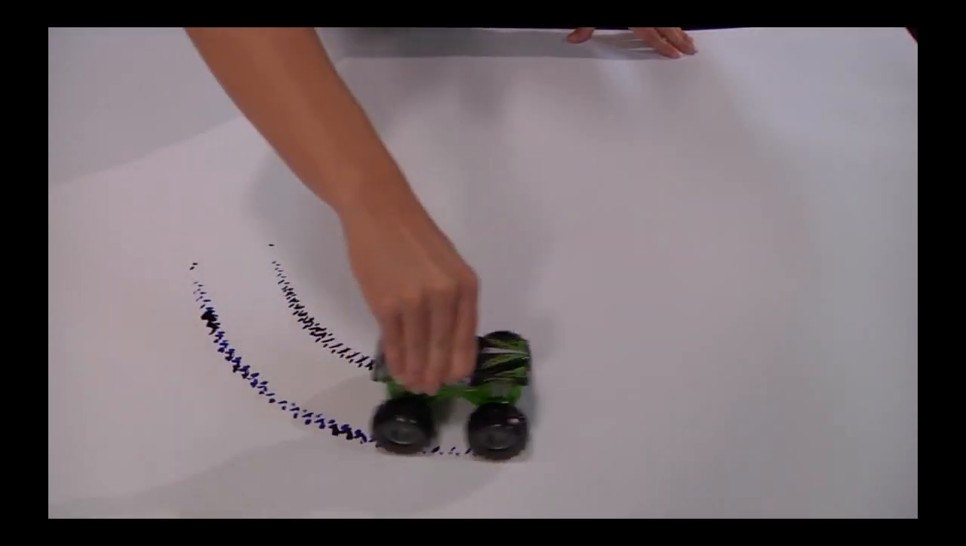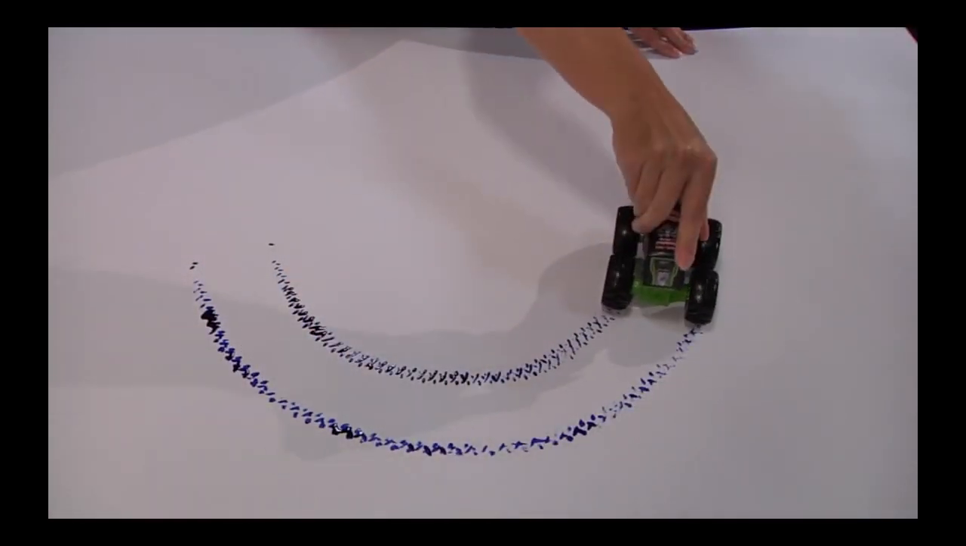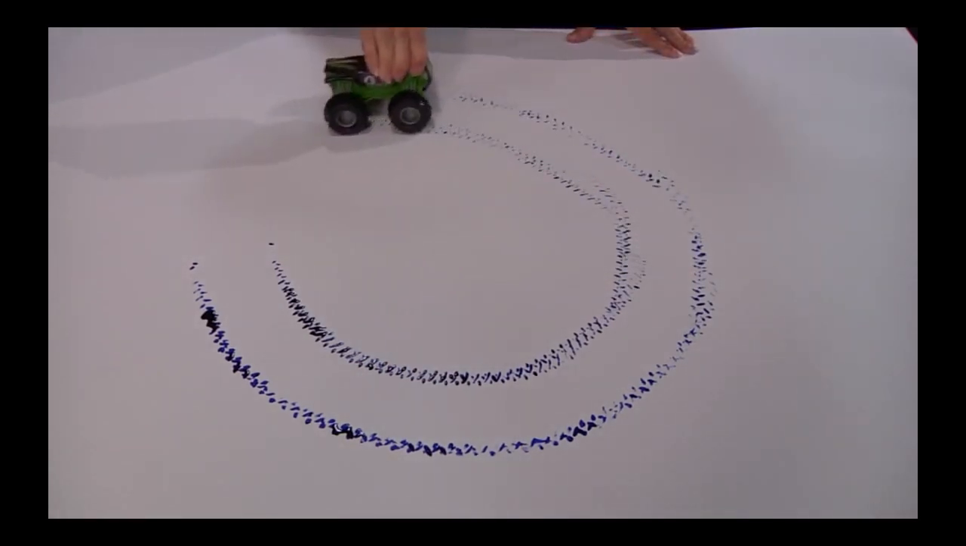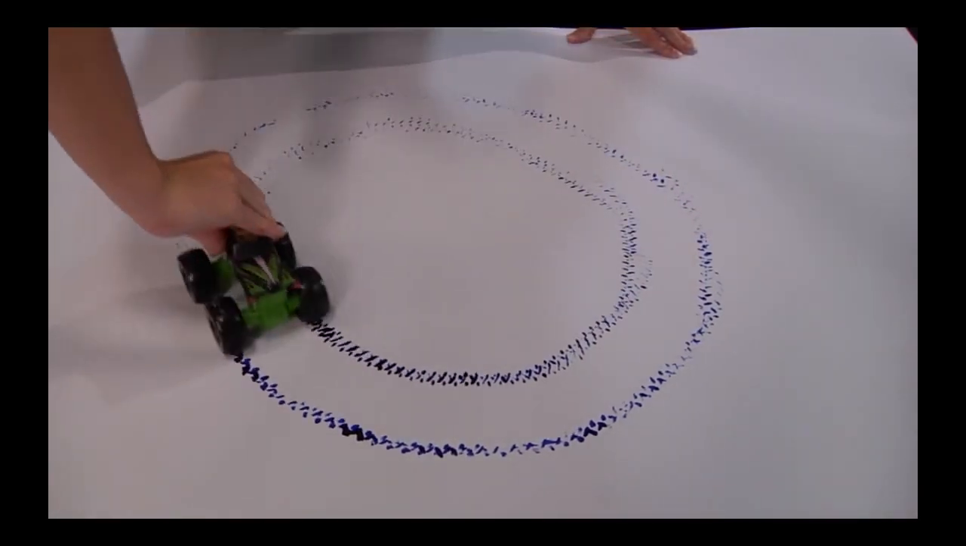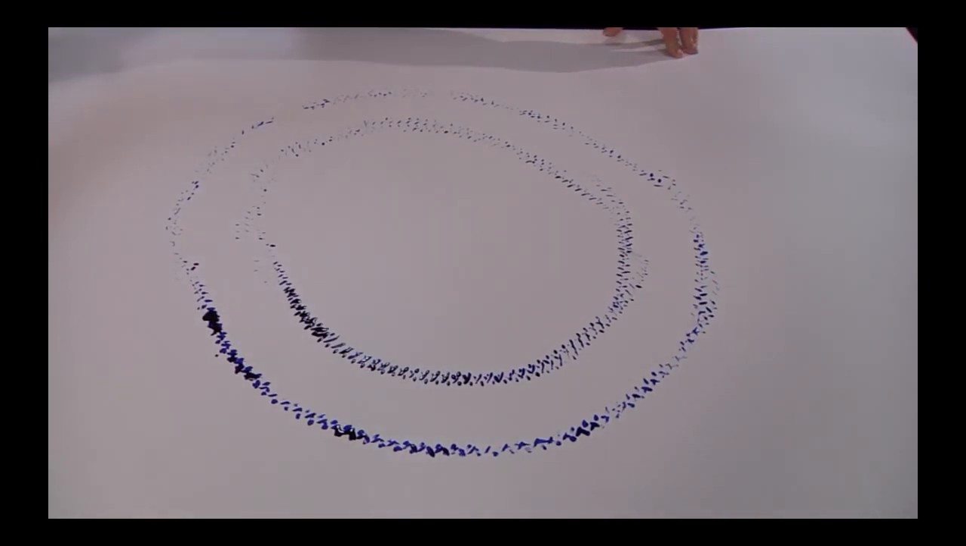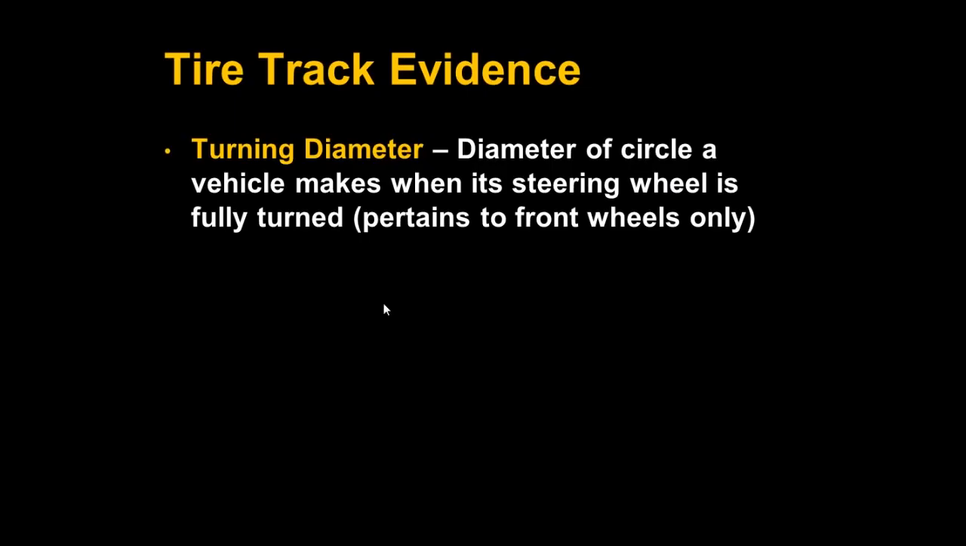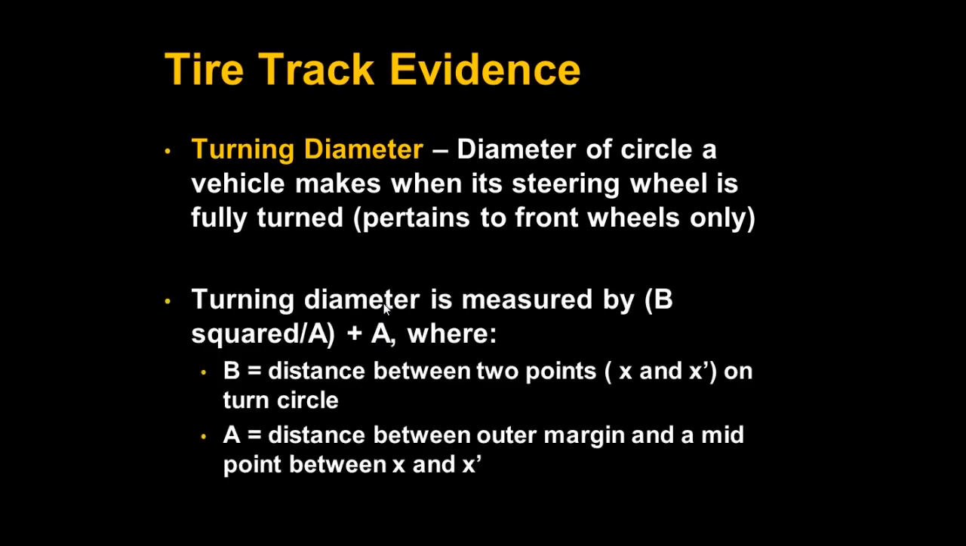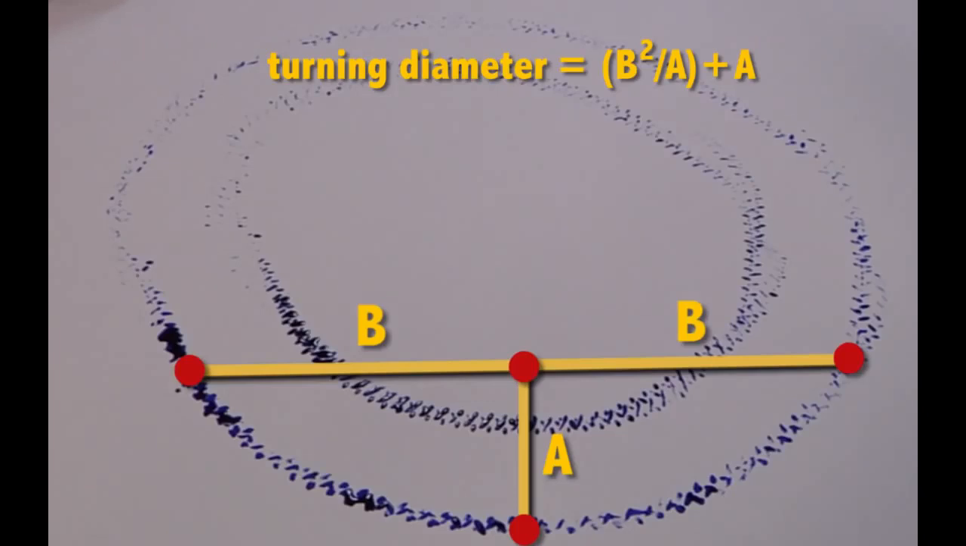If you have a circular tire track pattern, you can determine the vehicle's turning diameter. This is the diameter of the circle that the vehicle makes when the steering wheel is fully turned. The turning diameter can be calculated using the equation b squared divided by a plus a, where b is the distance between 2 points on the turn circle, and a is the distance between the outer margin of the circle and a midpoint between those 2 points on the circle.